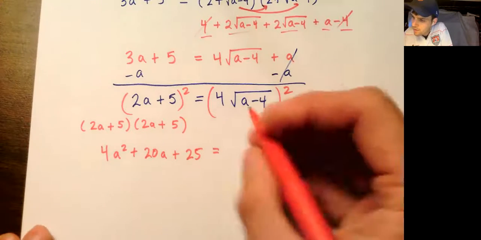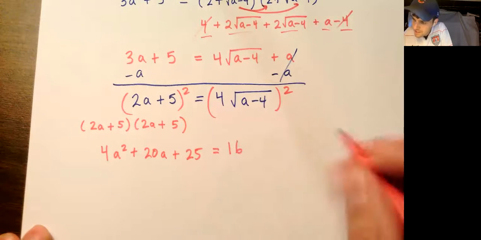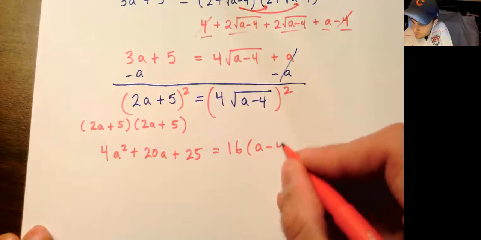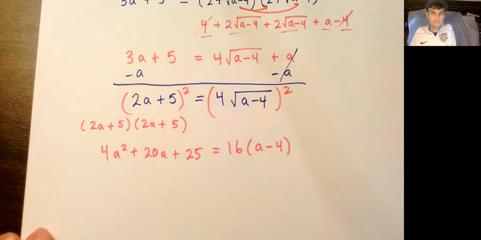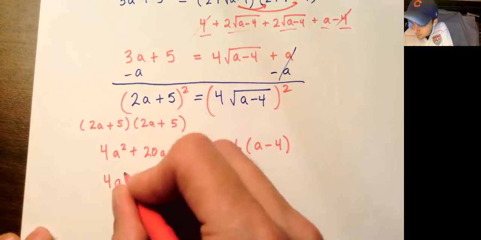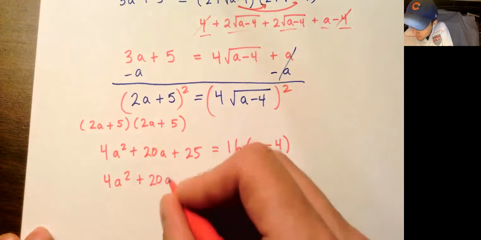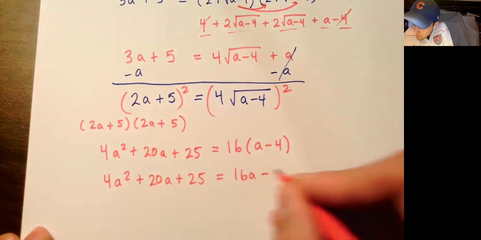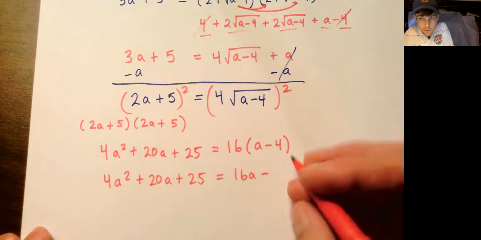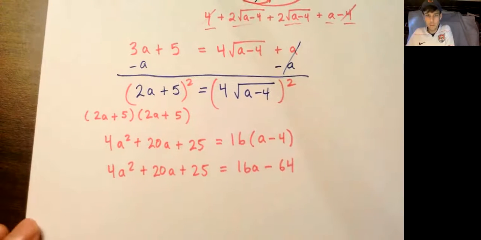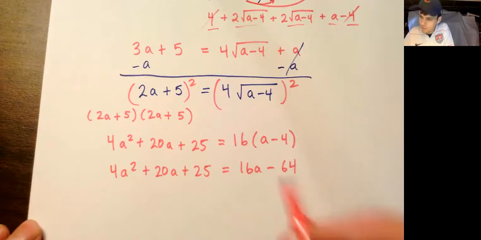Here, squaring this, 4 squared is going to be 16. And then squaring that, we're just going to end up with a minus 4. It just cancels out the radical. Go ahead and distribute that in. 16a minus 4 times 16 is going to be 64. We're getting closer and closer again with each step.